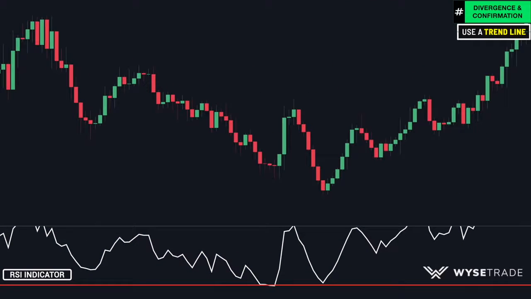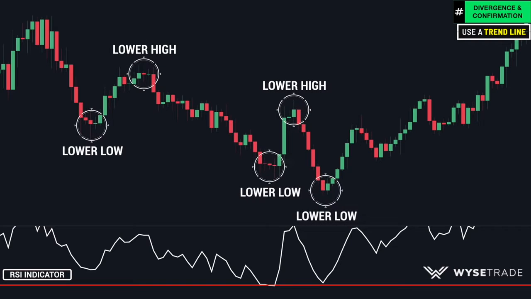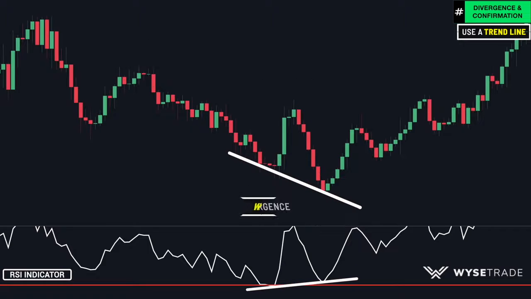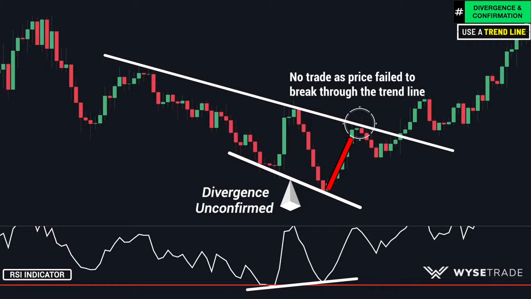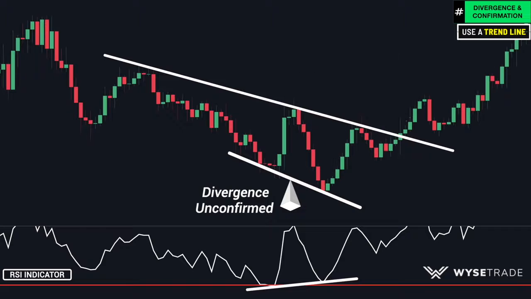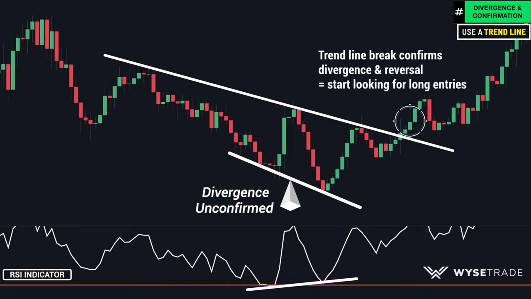This is a clear moving downtrend as price is making lower highs and lower lows. You then spotted your clear wide divergence. This again is your divergence unconfirmed. So what you do is you put a trend line onto the immediate trend and wait for a break to occur. As price came up, there would still be no trade for us as price failed to break the trend line. It's not until you finally had your break here that we would consider long trade entries.